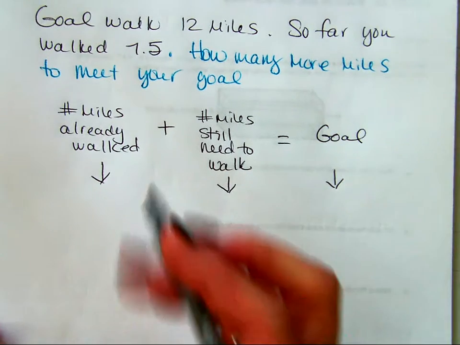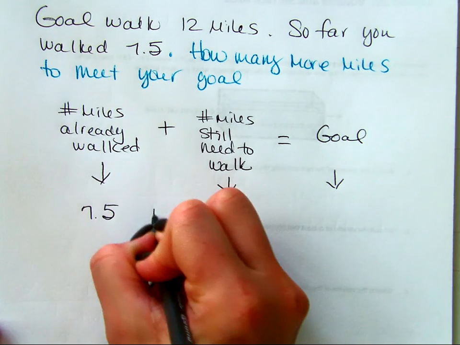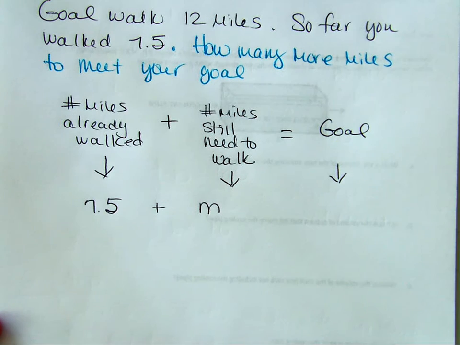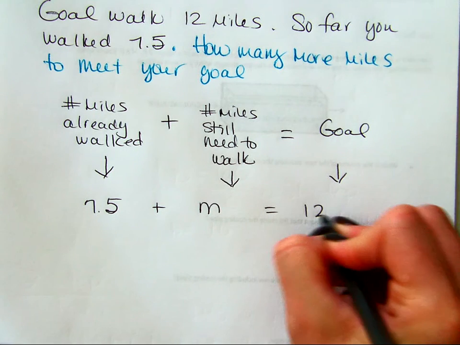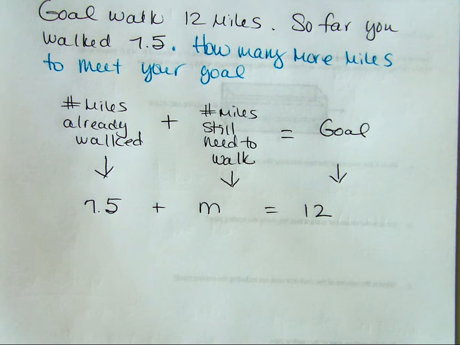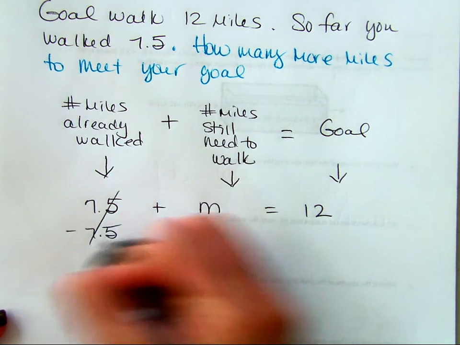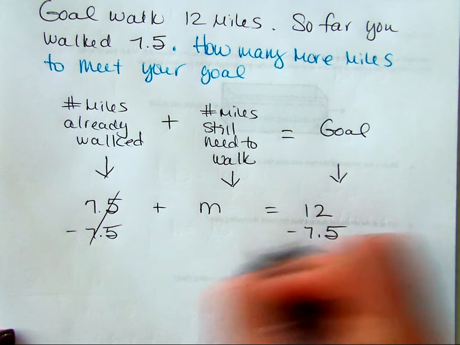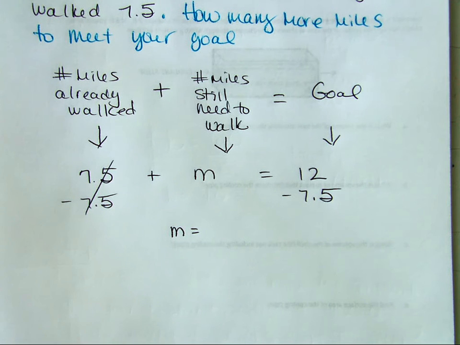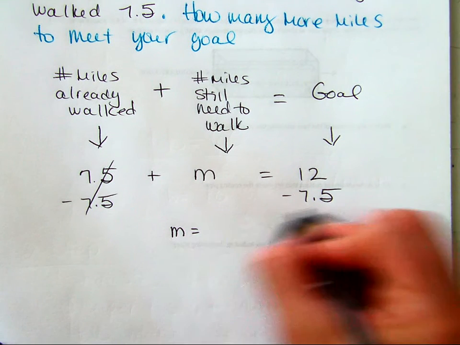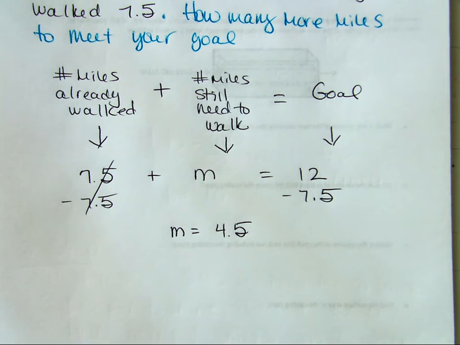So I already walked 7.5. I still need to walk this many more, which I don't know. And together, that's my goal. Okay? So, what do I do? Subtract 7.5. And how many more miles do I need to walk? Be careful. That 0.5 always tricks people. Yeah. 4.5. I had to do it in my head. So 4.5. Okay? Easy? All right, I got one more problem for you to do.